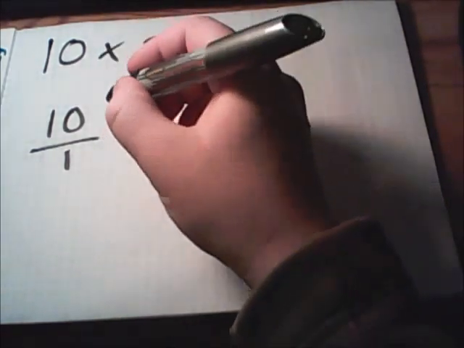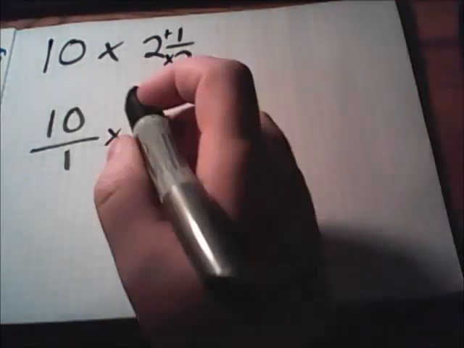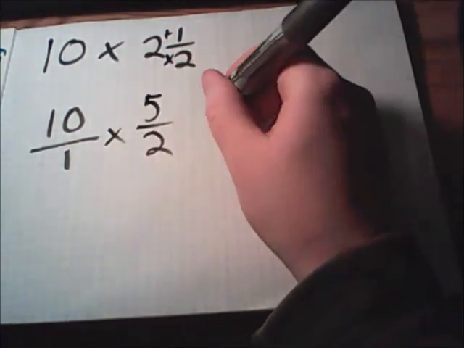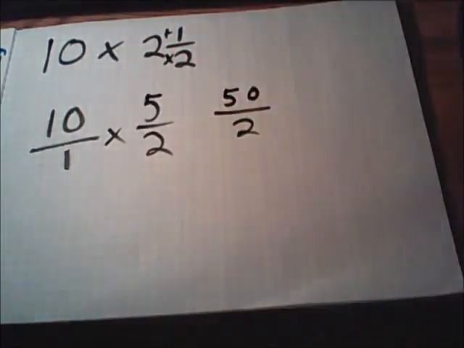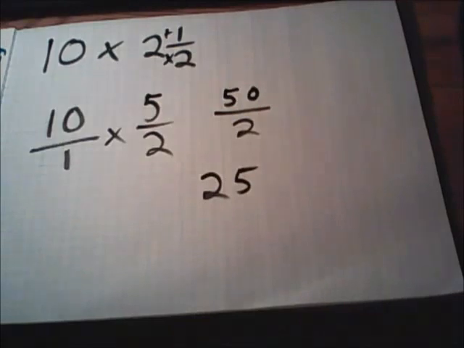So now we have 10 over 1 times 5 over 2. We can go ahead and multiply these straight across. 10 times 5 is 50, and 1 times 2 is 2. 50 over 2 will reduce, though, down to 25. The answer here is just going to be the whole number 25.